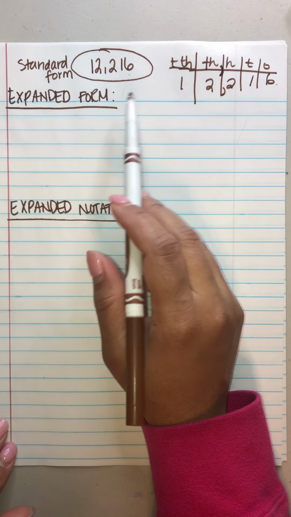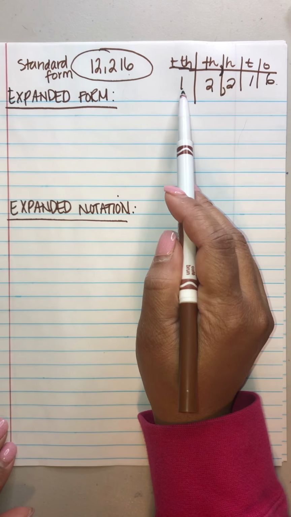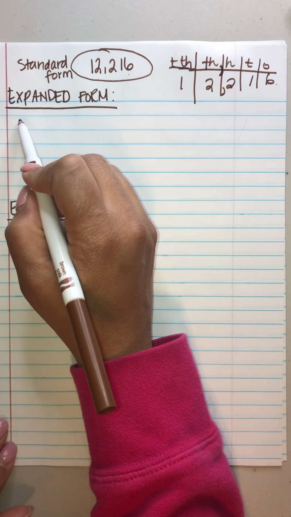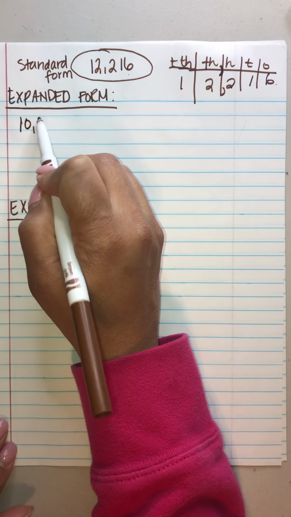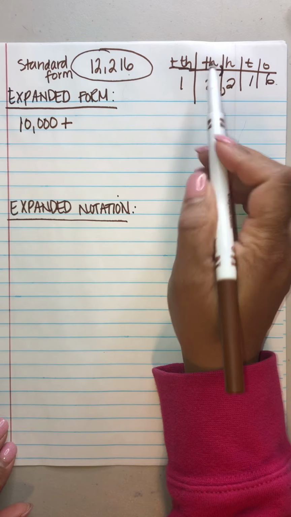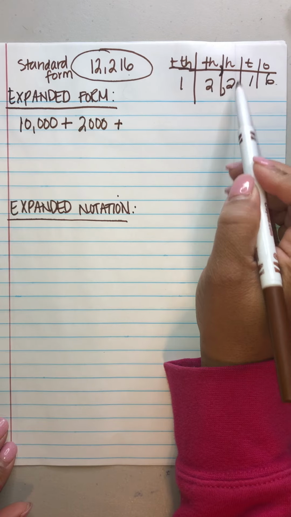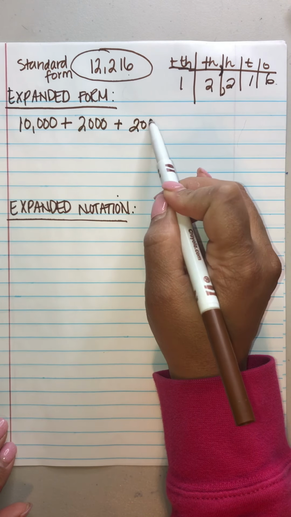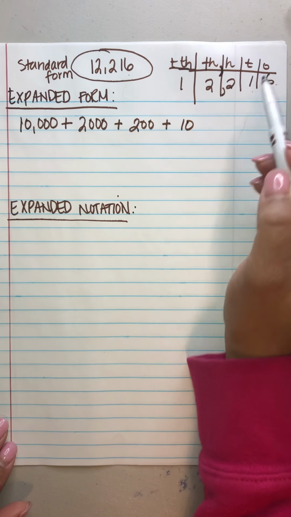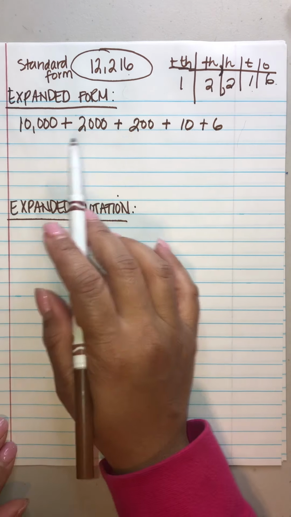All right, expanded form is when I'm adding all the place values together. So for here, I'm looking at this 1 and it's in the 10,000s value. So that would be 10,000 plus, there's a 2 in the thousands place, 2,000 plus, there's a 2 in the hundreds place, so it's 200. There's a 1 in the tens place, so that's 10. And there's a 6 in the ones place, so then that is 6. And this is for expanded form.